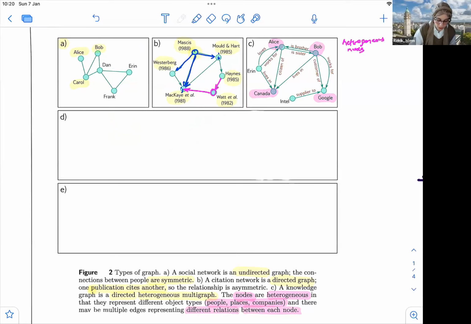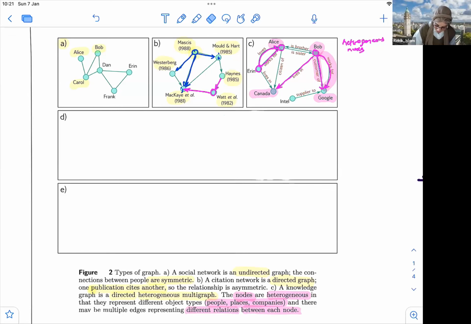Multiple edges means two nodes, for example Alice and Aaron, can be connected by two different edges. If we look at Bob, let's start with Bob lives in, so that's the meaning of the edge. Canada is a customer of Google and works for Google. So you can see that here we have a multi-edge. We have two edges that connect the nodes Bob and Google. We call it a multi-edge, and that's why this is called a multigraph.